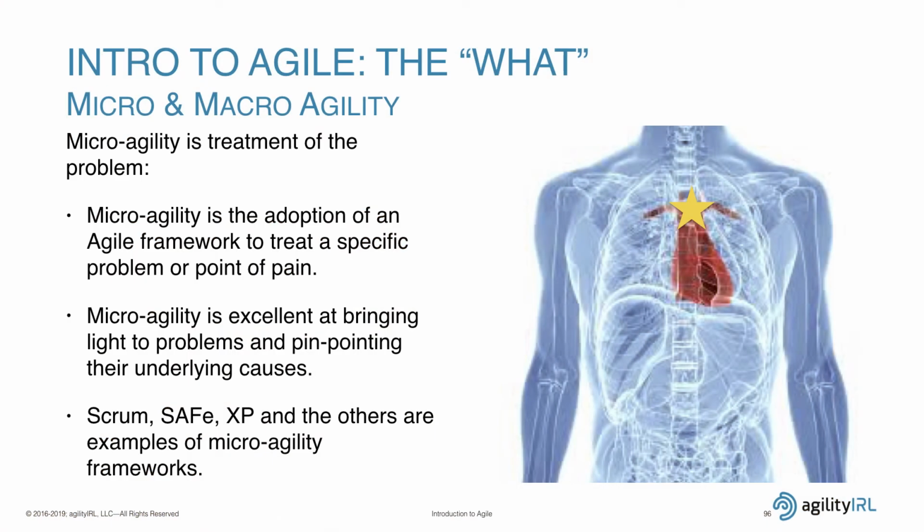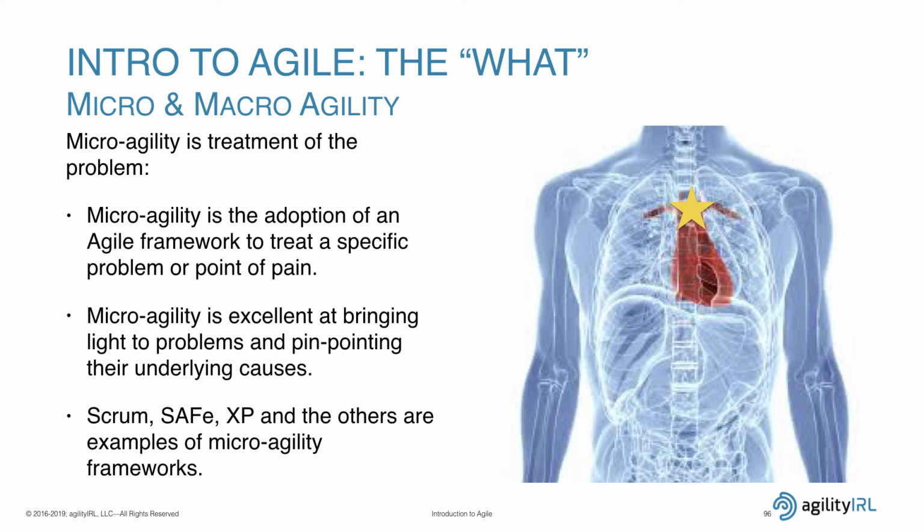This is the difference. Micro agility is the treatment of the problem. Macro agility is the treatment of the patient. Micro agility is still useful. It's the adoption of an agile framework to treat a specific problem or point of pain. Excellent in bringing light to problems, pinpointing underlying causes, and things that we've already talked about, Scrum, SAFe, XP, things like that. Those are examples of micro agility frameworks.